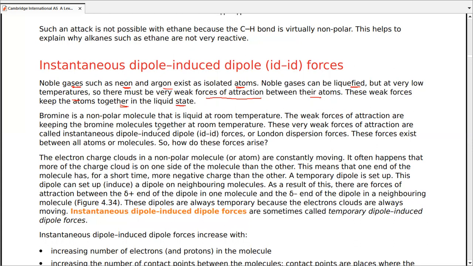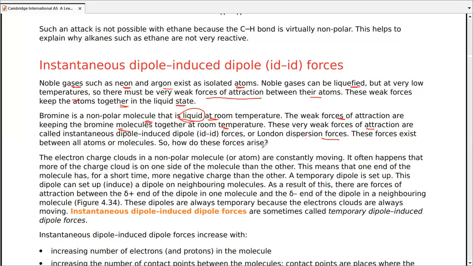Moving on, bromine is a nonpolar molecule. It's a liquid at room temperature. If it's a liquid, there must be some forces of attraction. There are very weak forces of attraction, and they keep the bromine molecules together at room temperature. These very weak forces of attraction are then known as ID forces or London dispersion forces. Now, these forces exist between all atoms and molecules.